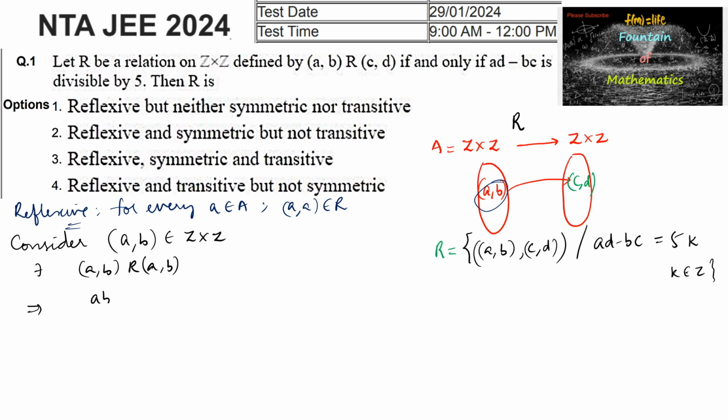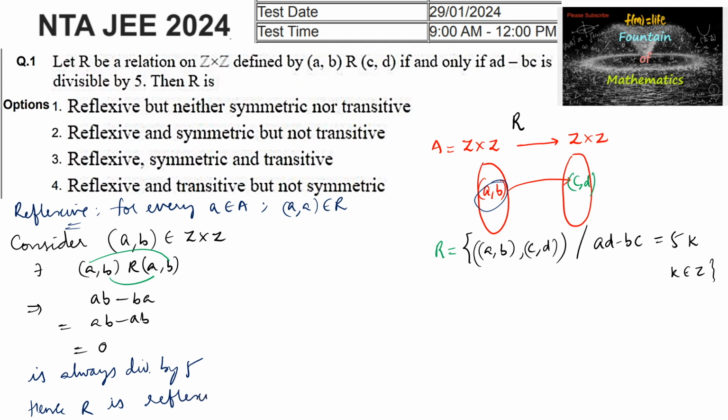So which implies ab minus, here a into b minus b into a. We can write ab minus ba, that is ab minus ab, which is equal to 0, is always divisible by 5. Hence we can conclude that the relation R is reflexive, because for every element (a,b), (a,b) is related to (a,b) because it is divisible by 5.